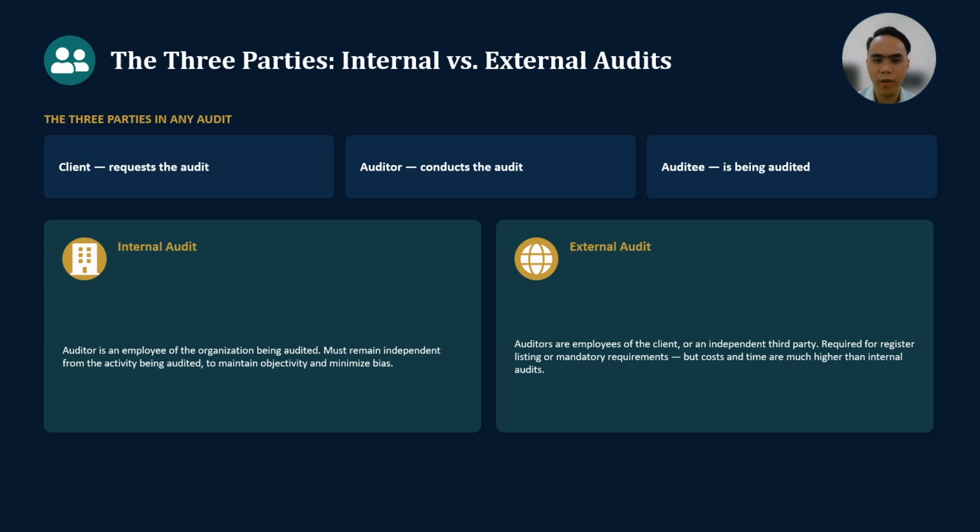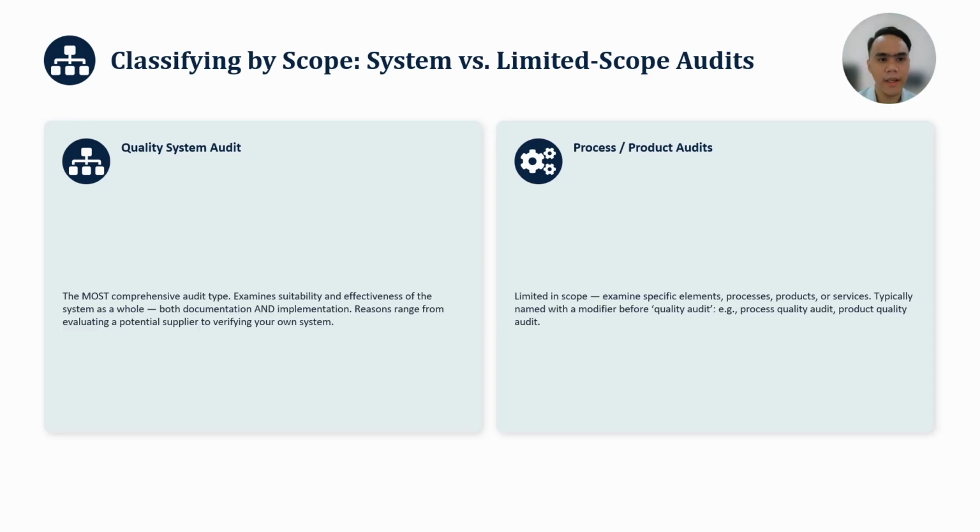However, the time required and the cost involved in an external audit are much higher compared with internal audits. Which is exactly why organizations use both: frequent internal audits to self-check, and periodic external audits where genuine independent verification is required. The second way to classify audits is by scope and extent. An audit may be as comprehensive as needed or as requested by the client. Scope is generally flexible, depending on what the client actually wants to verify.